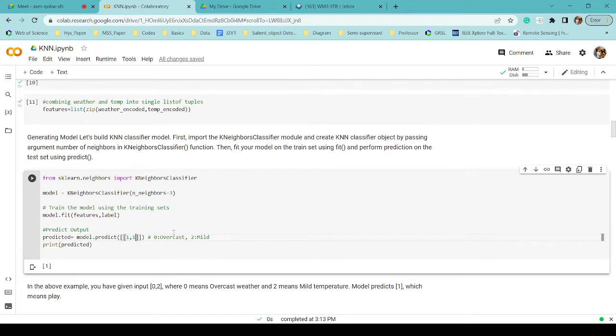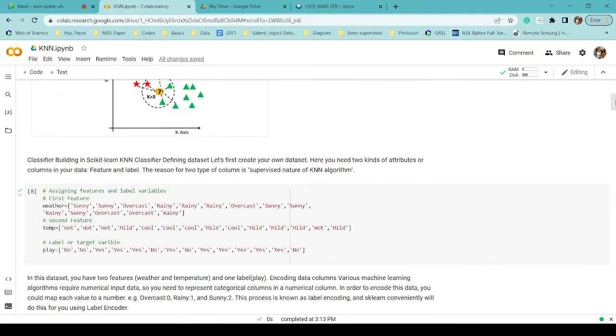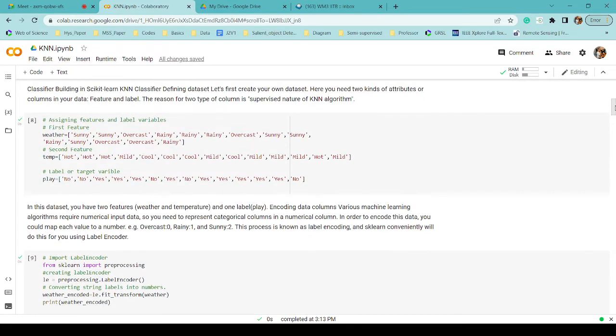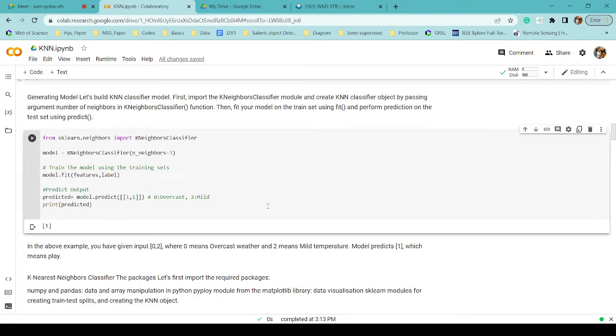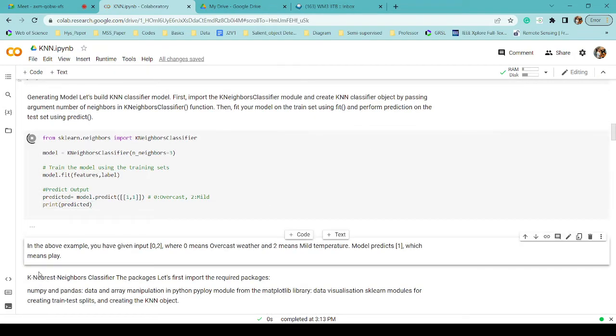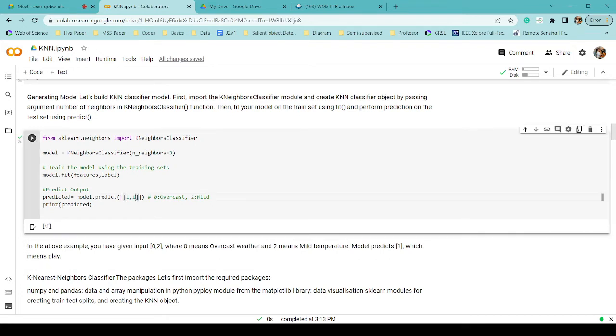Okay, so I don't remember, I have to check what was 1 and 1. If we go back, we'll check what we assigned for 1. 1 was rainy. And again 1, there were 3 options, right? Hot, mild and cool. So again 1 was for mild. So we can see what the output will be. We can predict again. It came 0. This means you cannot go to play.